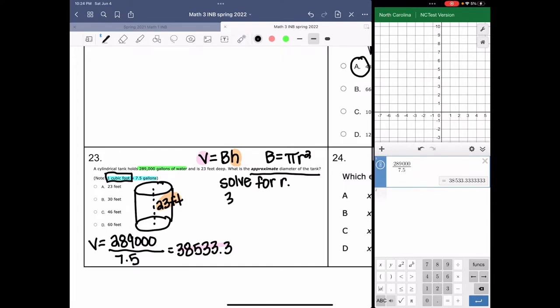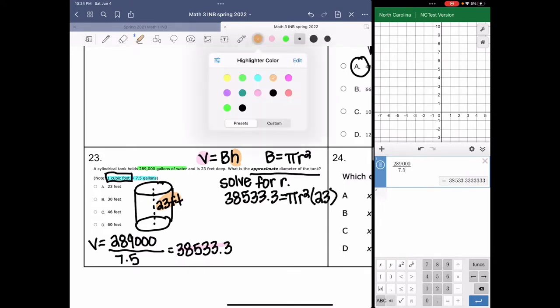So I have 38,533.3, and that's going to equal pi r squared times my height, which is 23. Now, remember, we're trying to solve for the actual radius, so everything here that's not with the radius, I can go ahead and divide over. So I can divide 23 and pi on both sides.